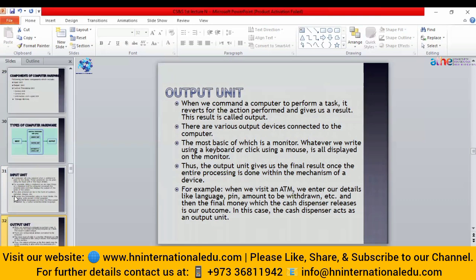Whenever we write using a keyboard, or click using a mouse, it will be displayed using the monitor. So the output unit gives the final result once the entire processing is done within the mechanism of a device. For example, when we visit an ATM machine, we enter details like language, PIN, amount to be drawn, etc. And then the final money which the cash dispenser releases is our final result, the outcome. So in this case, the cash dispenser acts as an output unit.